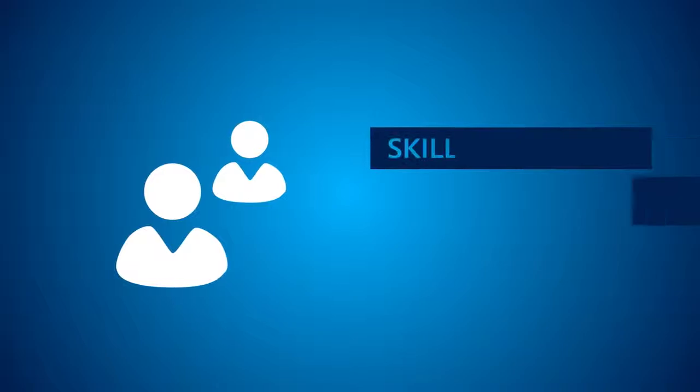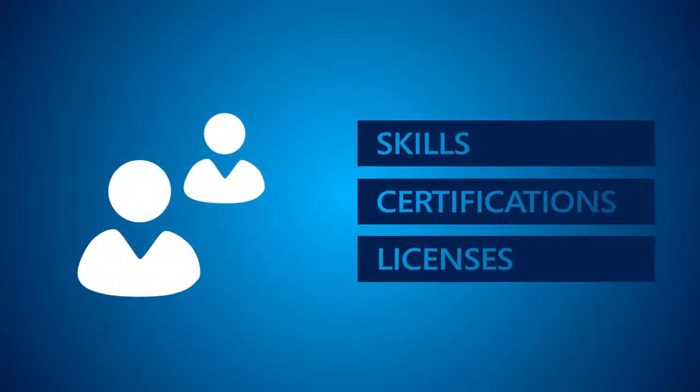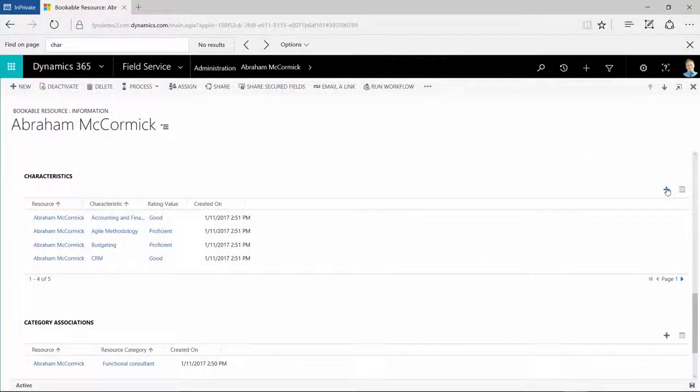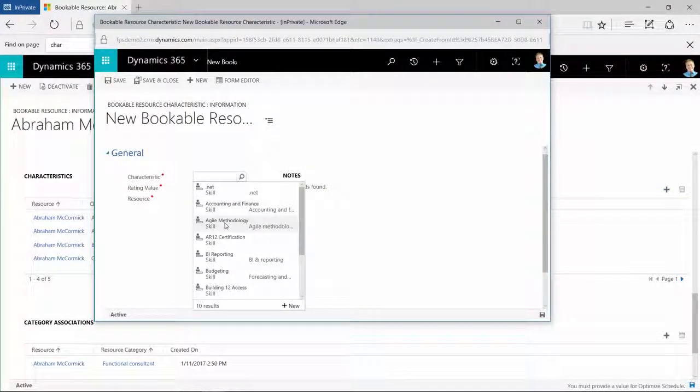Does this resource have skills, certifications, licenses, or other qualifications that bookings might require? You can add those in Resource Characteristics. In the Bookable Resource record, click the Add button by the Characteristics subgrid. Or select Resource Characteristics from the drop-down menu by the resource name, then click the Add New Bookable Resource Characteristic button.